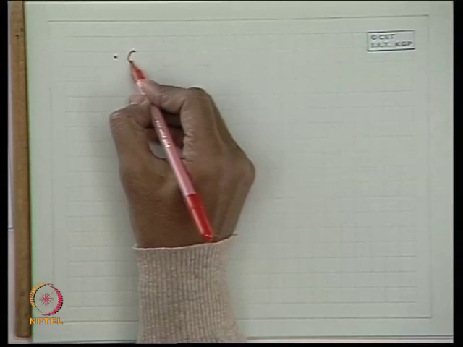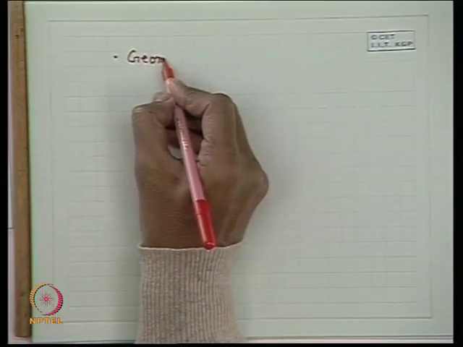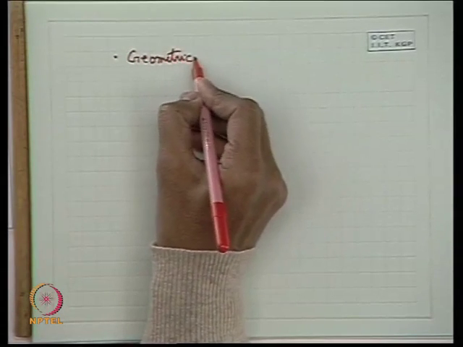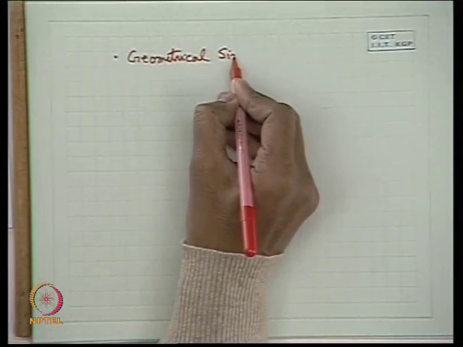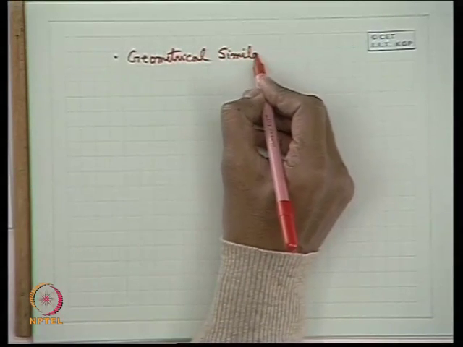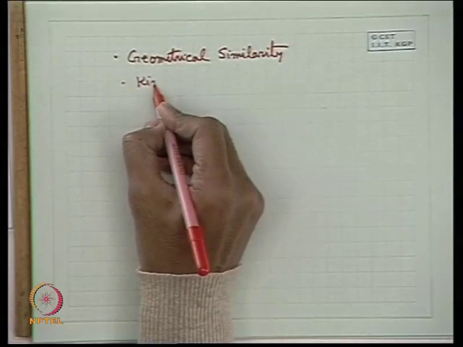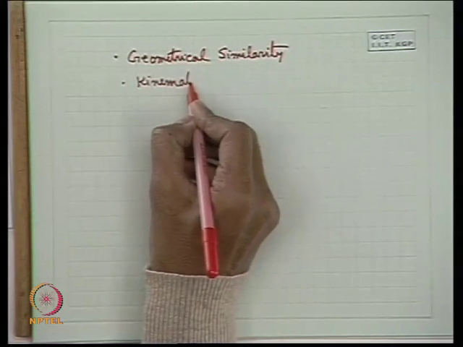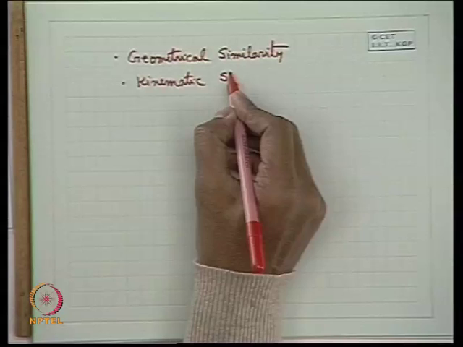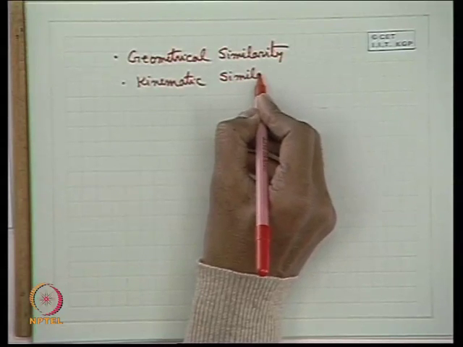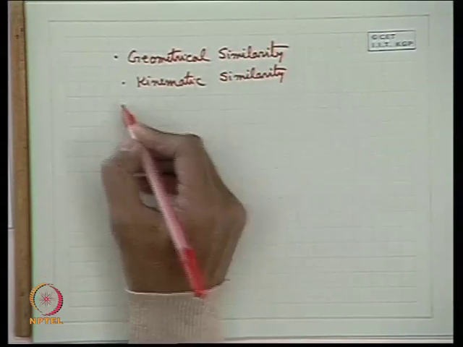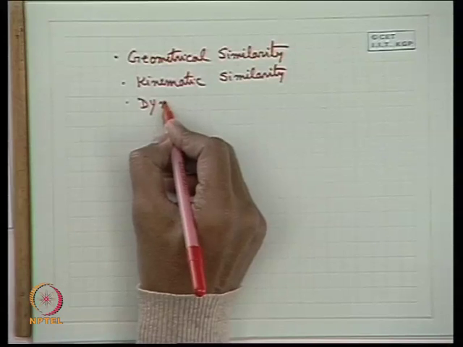These are geometrical similarity, kinematic similarity and dynamic similarity.